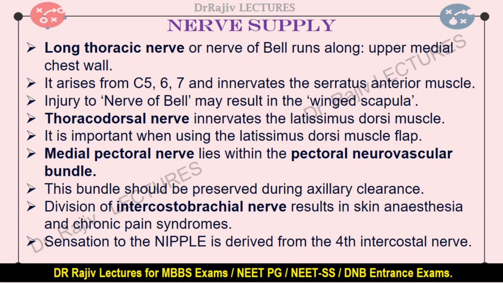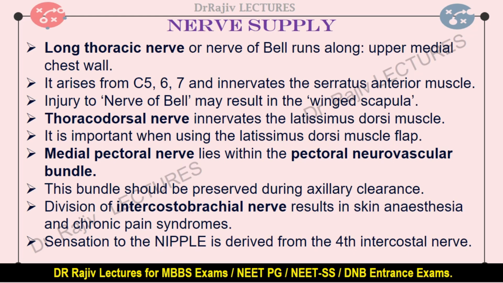The serratus anterior muscle fixes the scapula to the chest wall during adduction of the shoulder and extension of the arm. The division of the nerve of Bell may result in winged scapular deformity, hence the long thoracic nerve is preserved during axillary surgery. The thoracodorsal nerve innervates latissimus dorsi muscle.